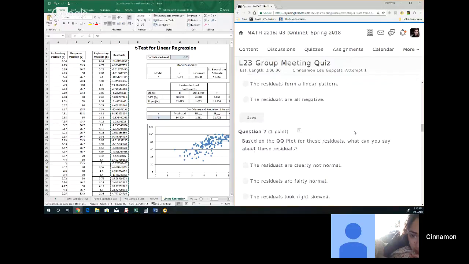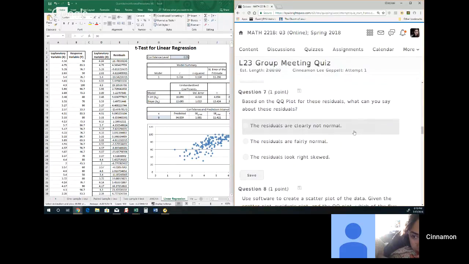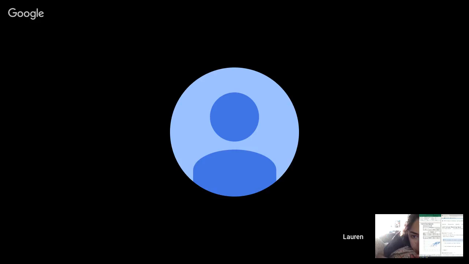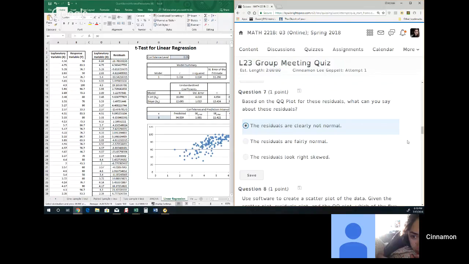All right, number 7. Based on the QQ plot for these residuals, what can you say about the residuals? Residuals are clearly not normal. Residuals are fairly normal. The residuals look right skewed. Clearly not normal, right? I think so. Clearly it's a mess.